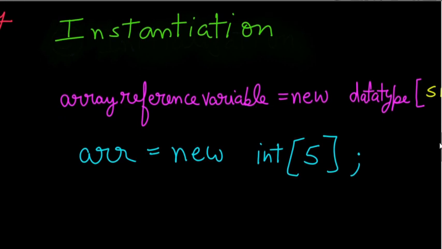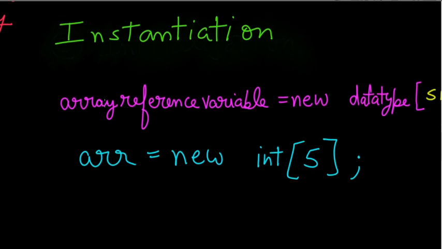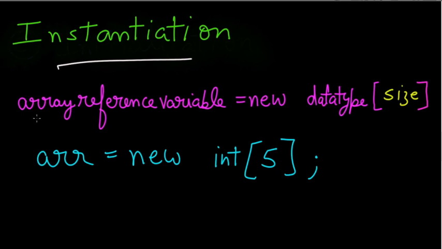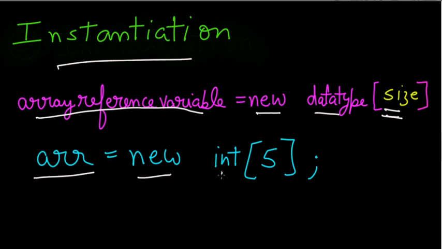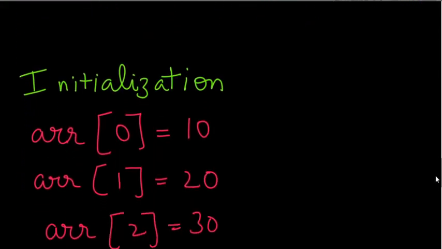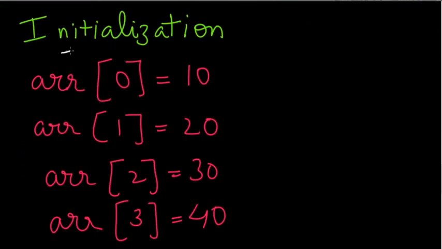Now second point, that is instantiation. Okay, so how is it declared? Array reference variable is equal to new data type and then brackets. In brackets there will be the size. So the reference variable which we have taken, that is ARR, is equal to new, then data type is int, and 5 is the size, that there are 5 number of cells.